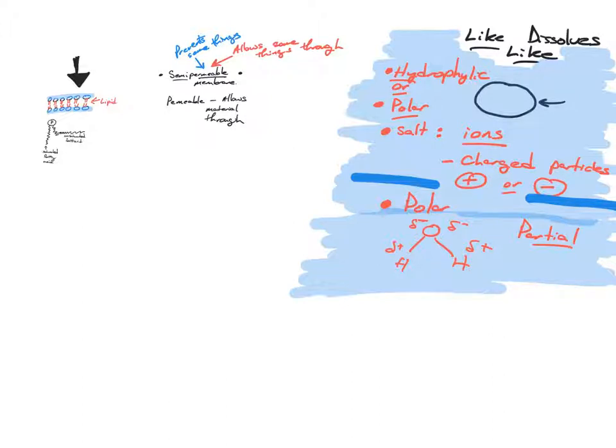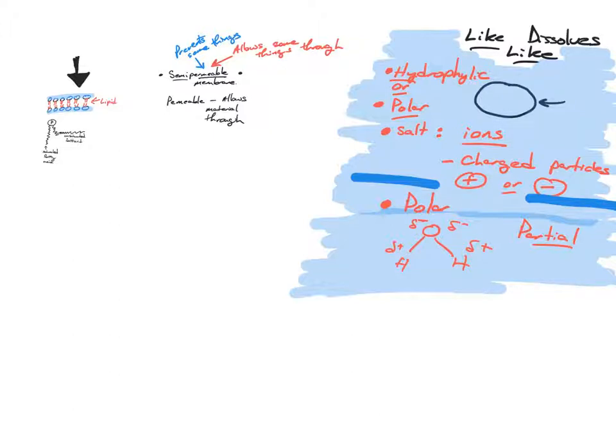Just remember what we started this whole conversation with. Oil and water do not mix. It's a very simple statement, right? And we know that oil is a fat. Oil is a lipid. So this lipid will not mix with this water. Is that clear?